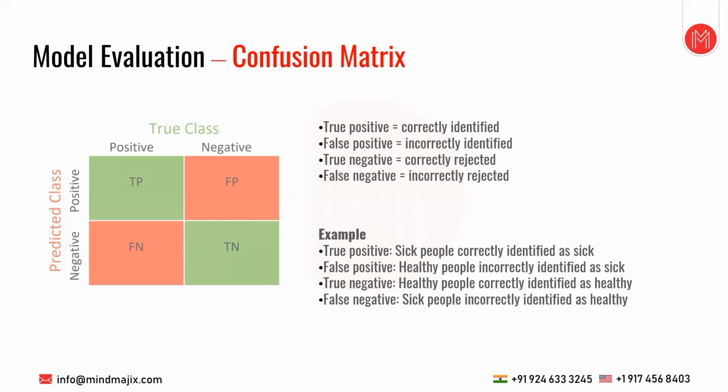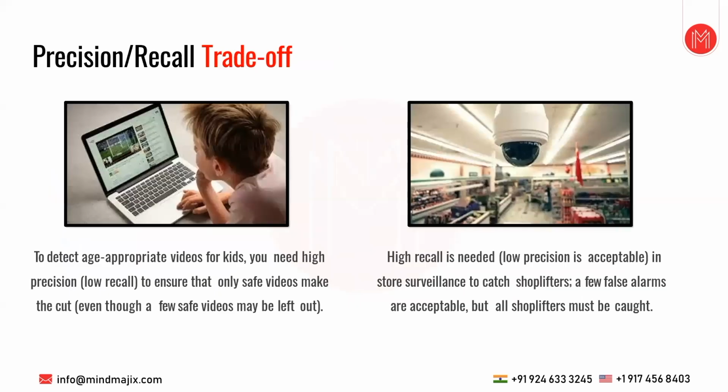But along with the confusion matrix, there are still some other things available for evaluation, and that is the precision and recall trade-off. So what is the meaning behind precision and recall? Let's talk about that one. Recall is the number of relevant documents retrieved by a search divided by the total number of existing relevant documents, while precision is the number of relevant documents retrieved by a search divided by the total number of documents retrieved by that search.